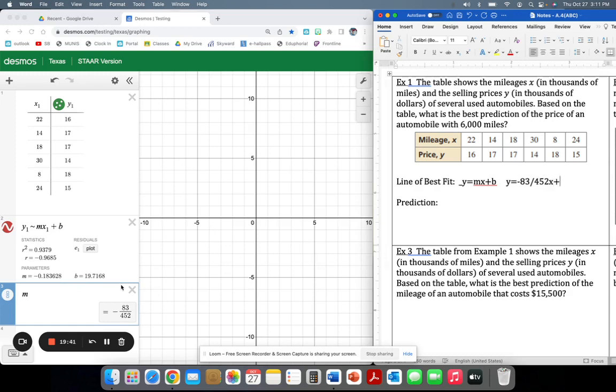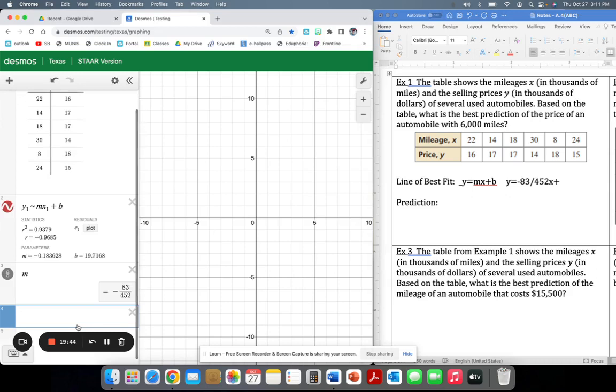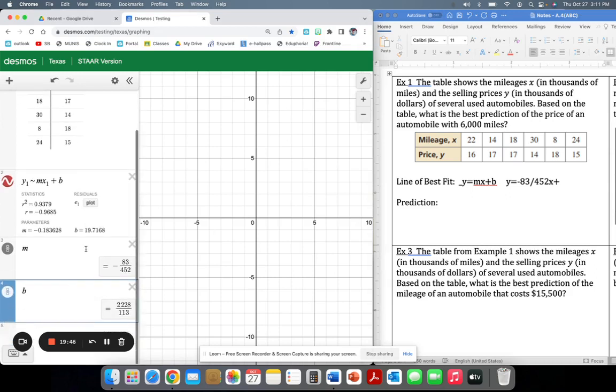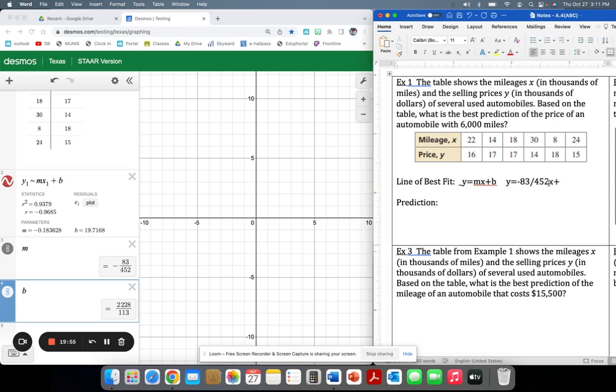X plus b, I'm going to find the b a similar way. Well, you know what? I'm going to round off these values because I'm going to make a prediction. I'm not writing those fractions. So y equals minus 0.1836, so I'm going to make it 0.184 x plus b is 19.71.